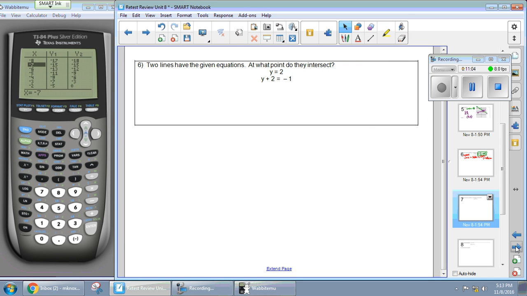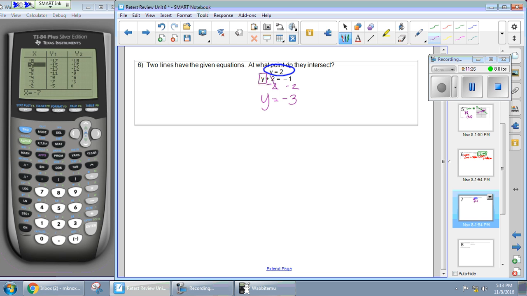Number 6, we're going to do the same thing. Two lines have the given equation. So I have y equals 2. And for this equation, I'm going to get y by itself. So I have to subtract 2 from both sides. This leaves me with y equals -3. -1 minus 2 in your calculator is -3.